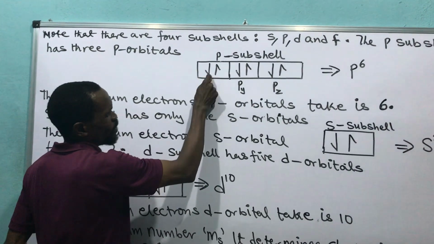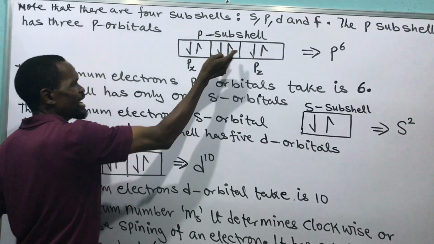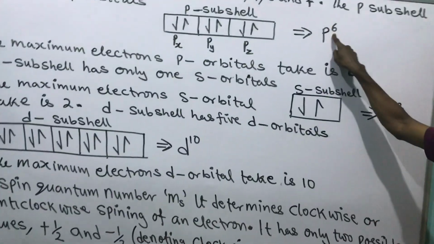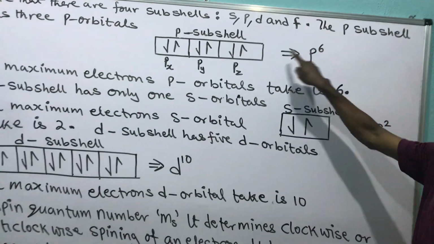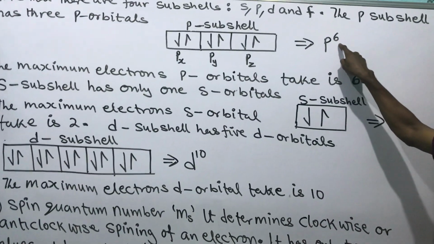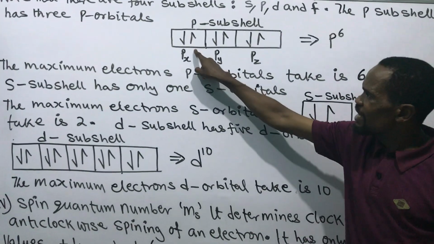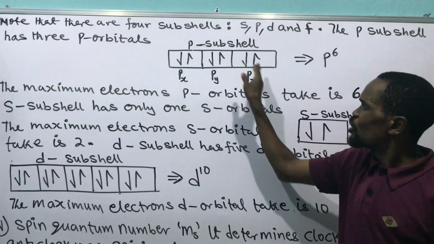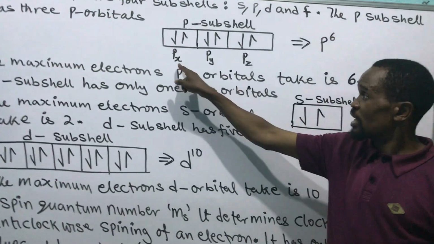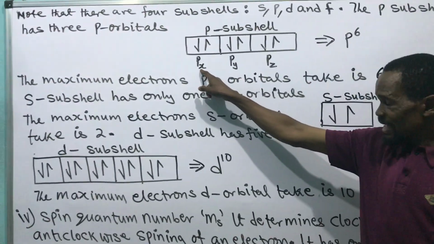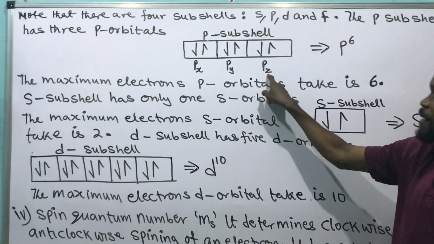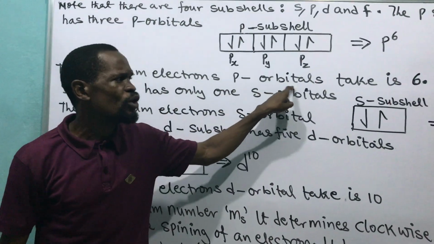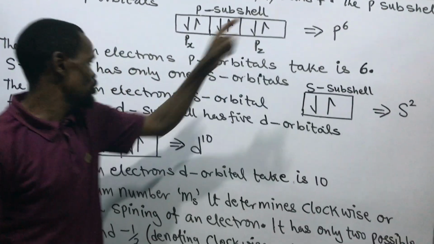We now check it: 1, 2, 3. That means 3 times 2 gives me 6. That means the P subshell will take a maximum of 6 electrons. The P subshell has 3 P orbitals: PX, PY, and PZ. So the maximum number of electrons the P orbital takes is 6, which we have said here.